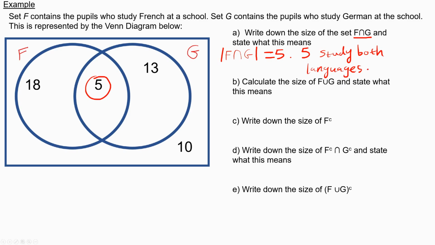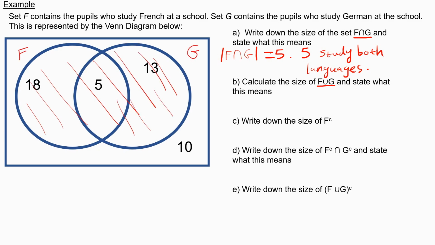For B, we want to calculate the size of F union G, that's how we should read that, and state what it means. F union G is all of the people somewhere inside the circles. So that means everyone that studies French or German or both. And we can calculate that. That's 18 plus 5 plus 13, which is 36. So again, the size of F union G equals 36, and what that means is 36 study at least one of French and German.